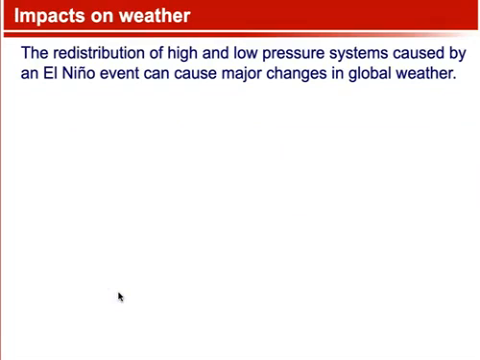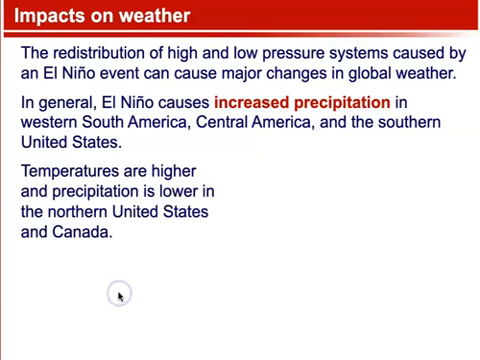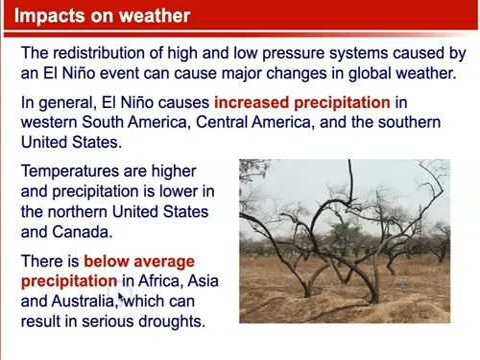Impacts on weather. The redistribution of high and low pressure systems caused by an El Nino event can cause major changes in global weather. In general, El Nino causes increased precipitation in western South America, Central America, and the southern United States. Temperatures are higher and precipitation is lower in the northern United States and also in Canada. There are oftentimes below average precipitation in Africa, Asia, and Australia, which can result in serious droughts.